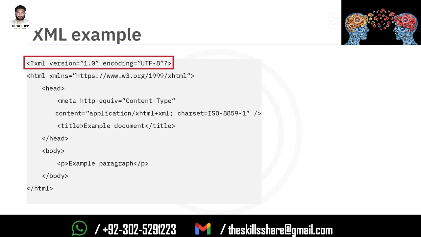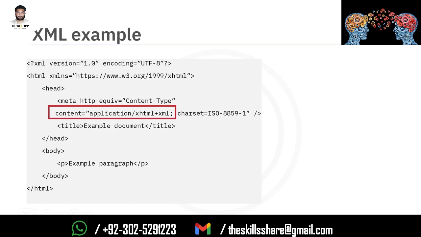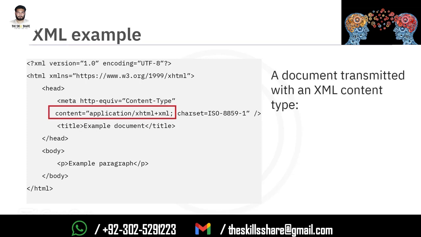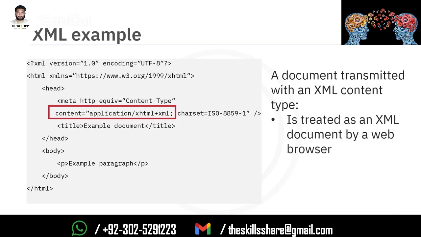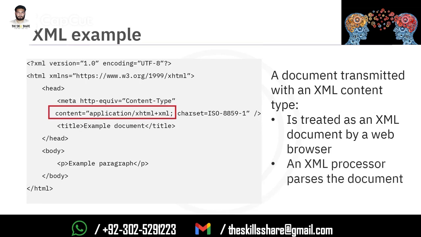Extensible Markup Language, or XML documents, look similar to HTML documents, except they have an XML tag on the first line. In addition, with XML documents, the content type must be specified as an XML media type, such as application/xml. When a document is transmitted with an XML content type, it is treated as an XML document by a web browser, and an XML processor parses the document.